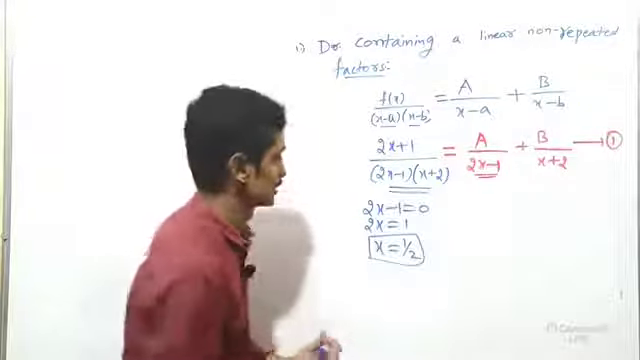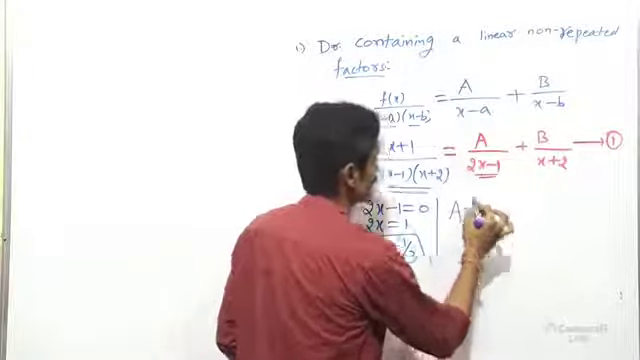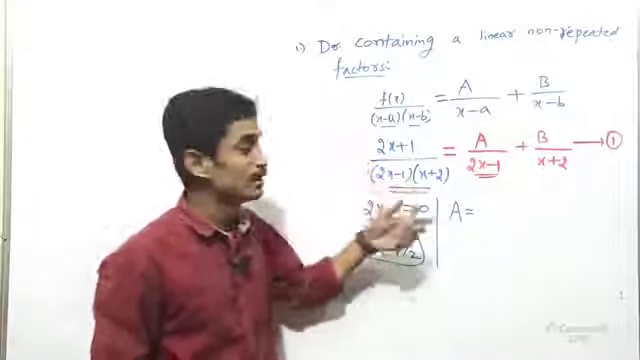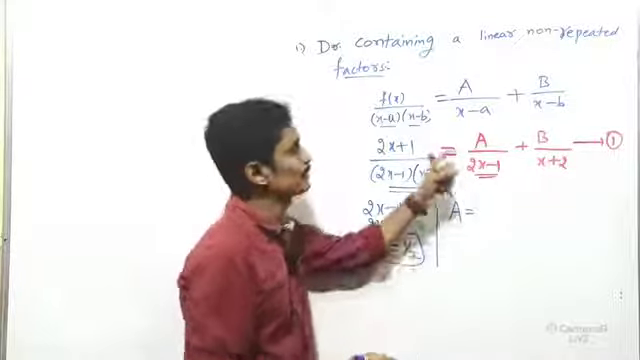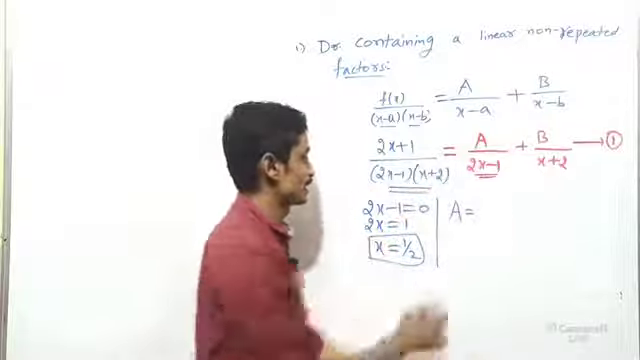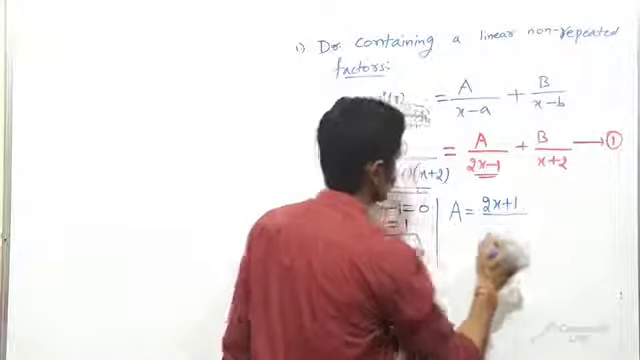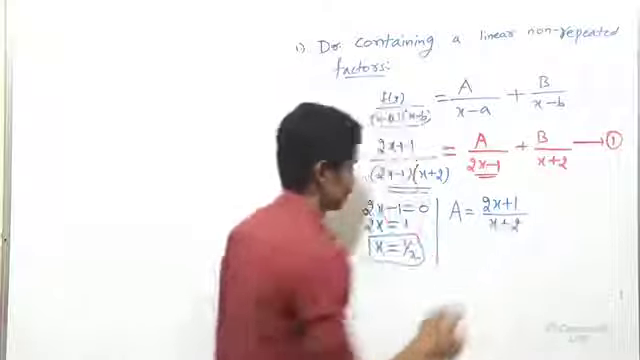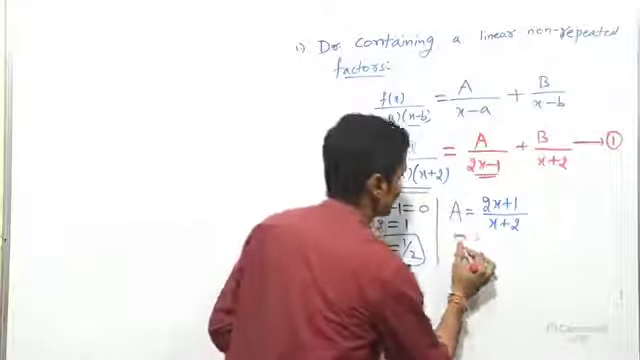After this one, tell me what we can write. Yes, exactly, it is correct. A equal to, what can we write? The LHS part, excepting 2x minus 1, we write the complete LHS part. What is that LHS part? 2 times x plus 1 divided by x plus 2. Just replacing the x value here. That's all, simplification is there.